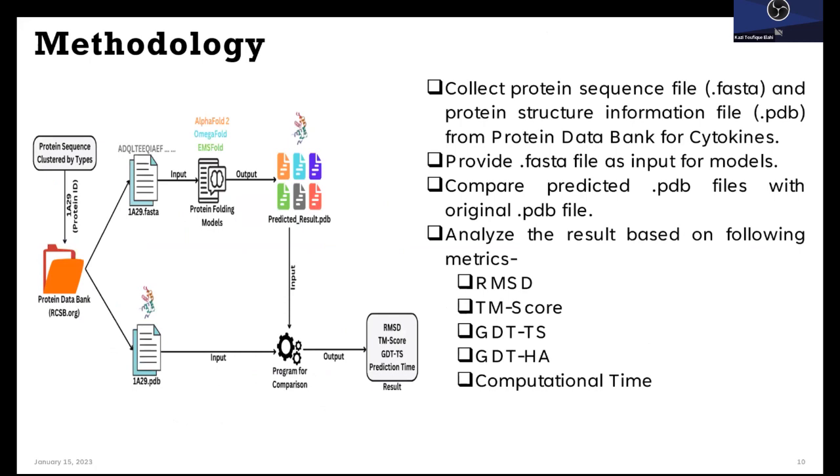Our methodology is quite simple. First, we collected the protein sequences and their structure information from the Protein Data Bank. We provided the sequence file as input to the models, which in turn generate the structure information. Then we compared the original structure information and predicted structure information and analyzed their result based on RMSD, TM score, GDT-TS, GDT-HA, and computational time.